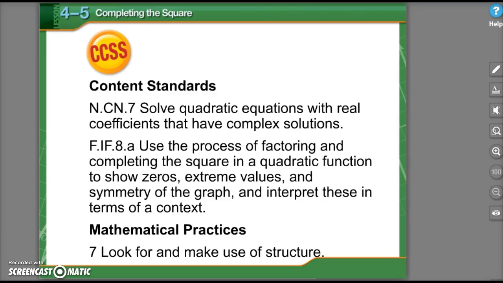Okay, we are in Unit 1, Lesson 5. This lesson comes from Chapter 4, Section 5 in the textbook. This lesson is about completing the square, which is another method for solving quadratic equations.